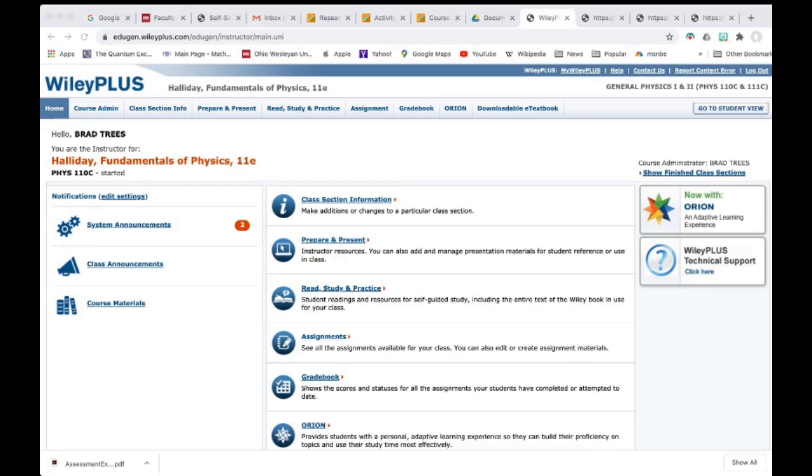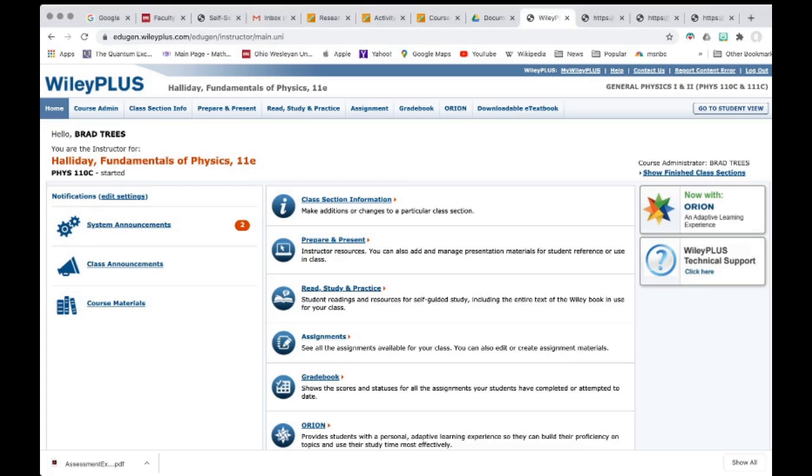Okay? It says Wiley Plus. The first name of the first author that you will see, that person's last name is Halliday. The title of the book is Fundamentals of Physics. It is the 11th edition of the book. This is the home page that you will see. And you see a menu along the top. And you see one of the buttons is Read, Study, and Practice.